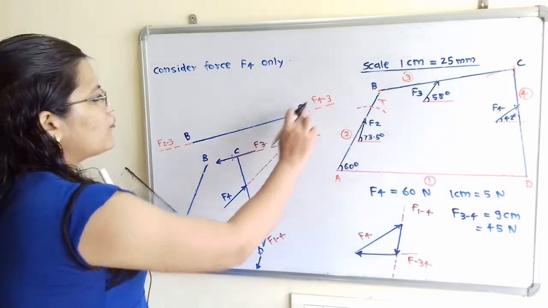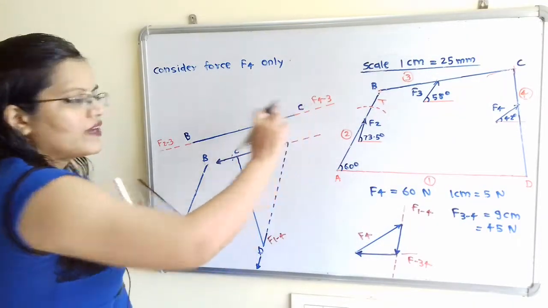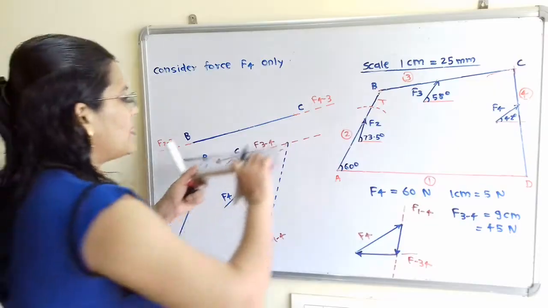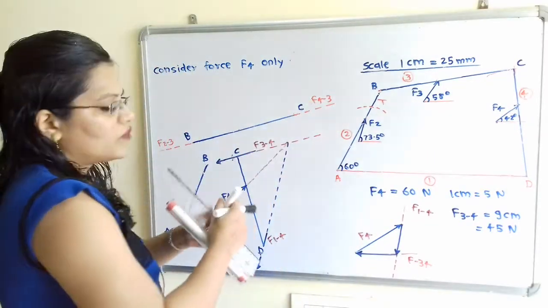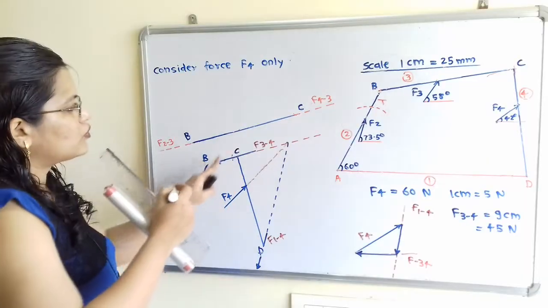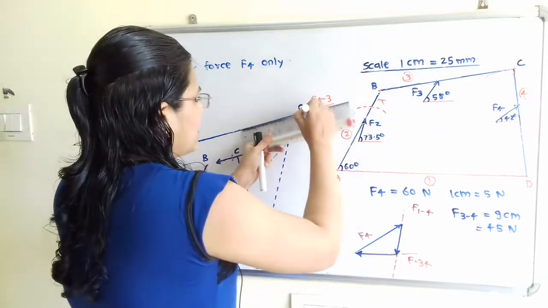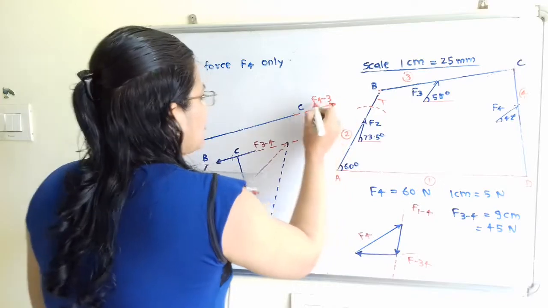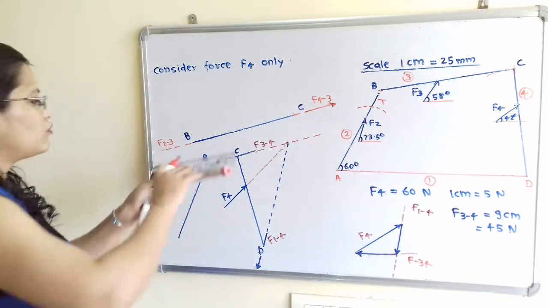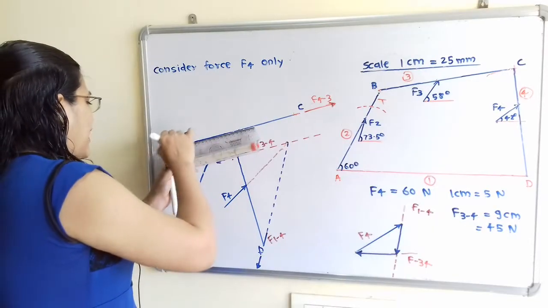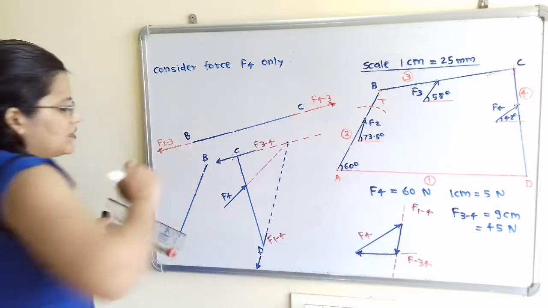So F of 3 to 4 and F of 4 to 3 are equal in magnitude but opposite in direction. So I will show here the direction towards the right hand side. So we have to show these two forces opposite in direction. Now this F of 4 to 3 and F of 2 to 3 are equal in magnitude but opposite in direction. So I have to show direction in this way.